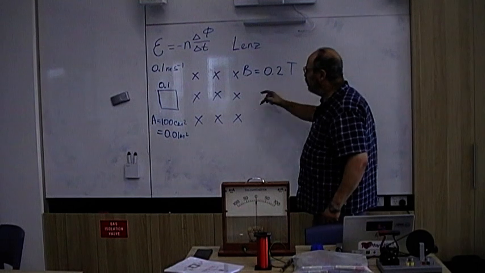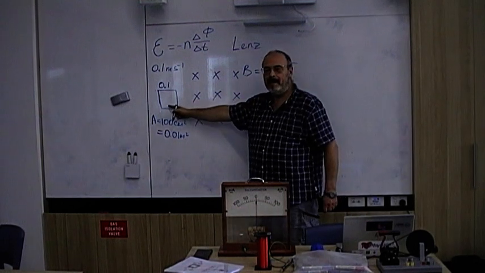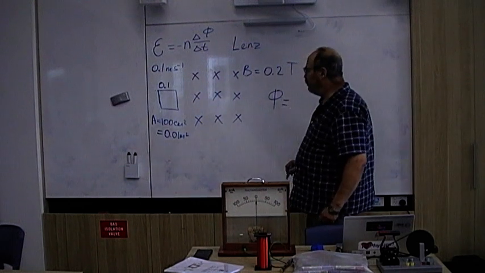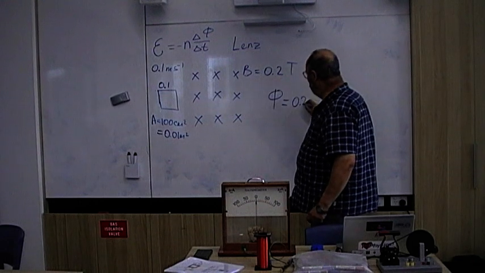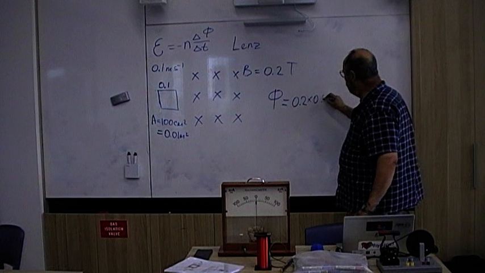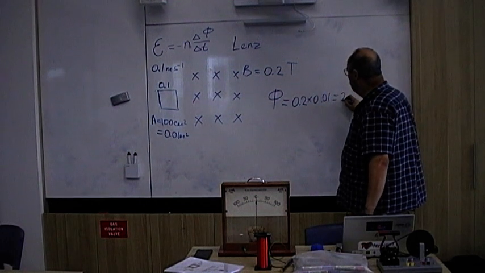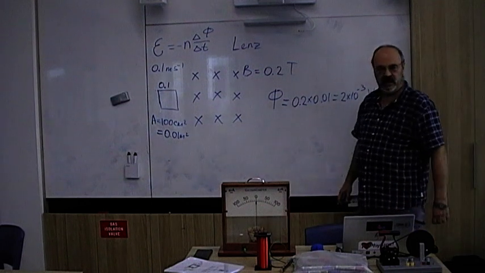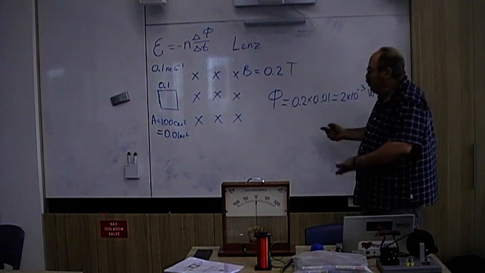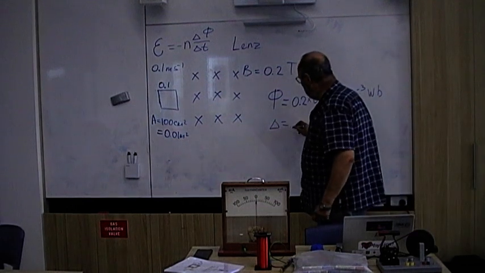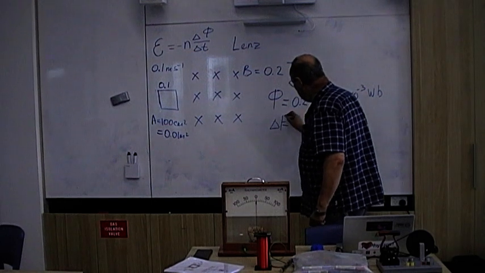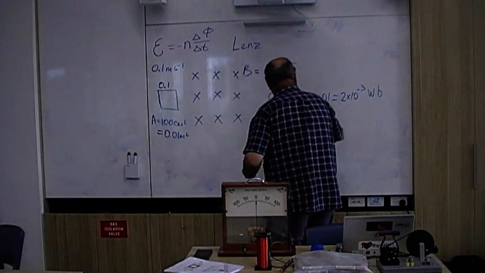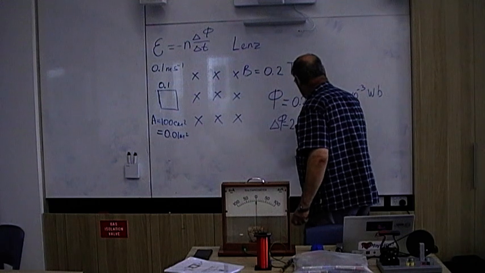What is the initial flux through the coil? 0, there's no magnetic field. Now when it's completely in, what will the flux be? B times A, 0.2 times the area 0.01, equals 2 times 10 to the negative 3 Weber. So what will be the change of the flux? 2 times 10 to the negative 3 Weber minus 0, so the change of the flux equals 2 times 10 to the negative 3 Weber.